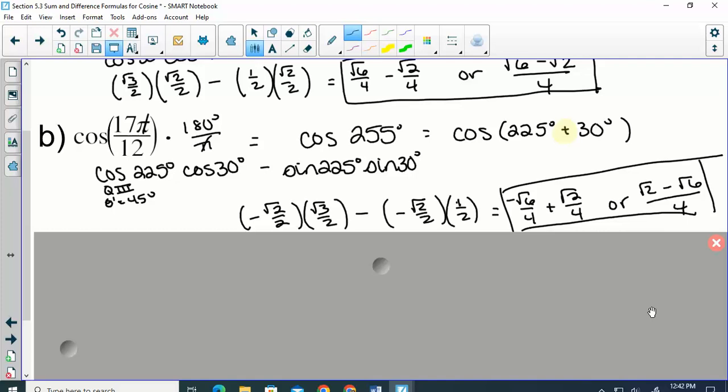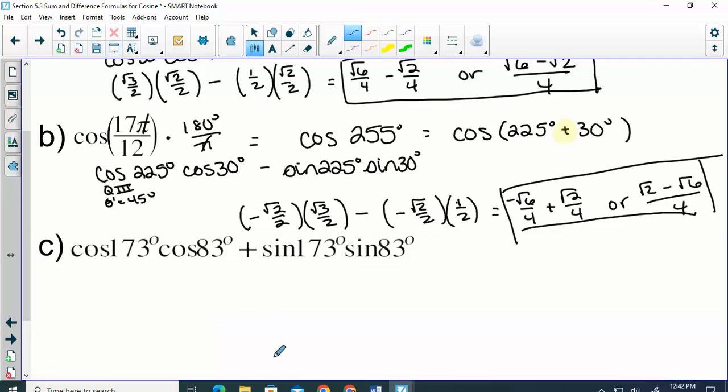Is that okay? This doesn't have things that could add. We don't have two things on our circle that add to 173 or subtract to 173. But we could undo it.